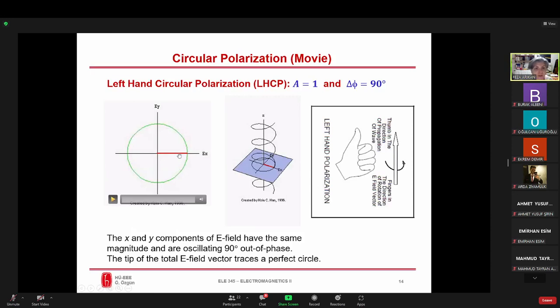Okay, you're going to see that. Now look at this animation. As time passes at the same location in space, the electric field is drawing this circle. So if you put your left-hand thumb in the direction of propagation, the horizontal cross the vertical component should give you the direction of propagation, as you see here.